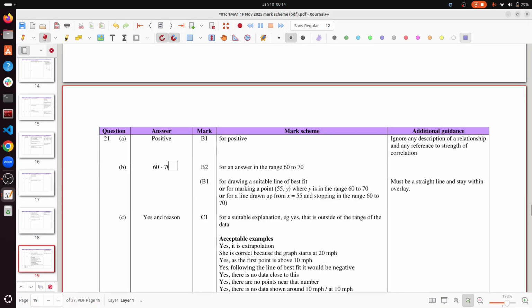So anything between 60 and 70 is correct. You will see there, they're going to give you your 2 marks there. So that's why it's important for you to just have the knowledge and the idea.